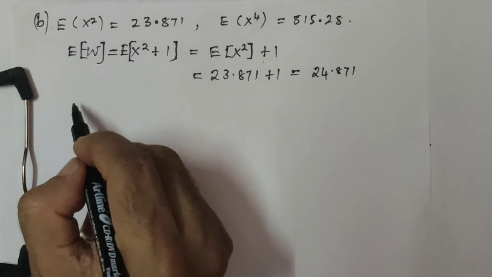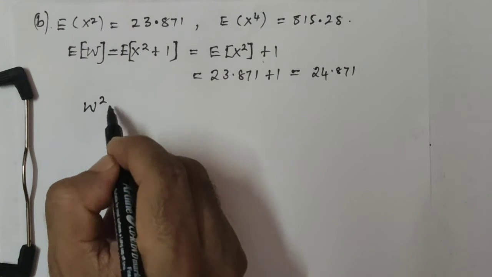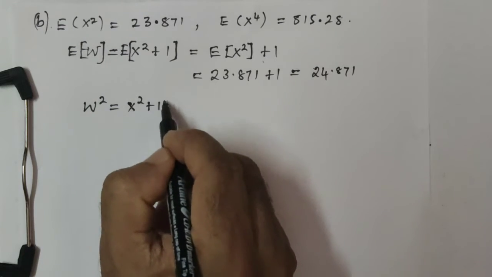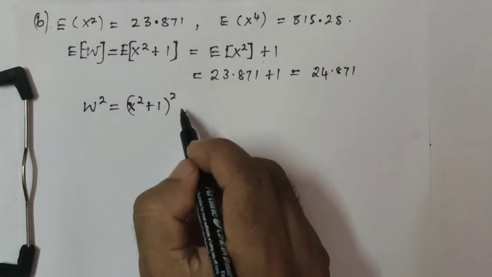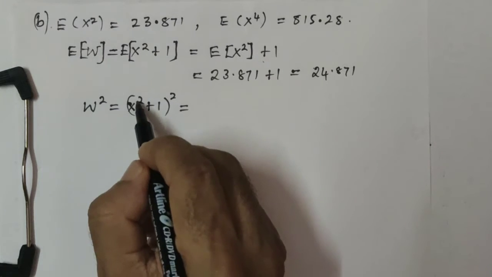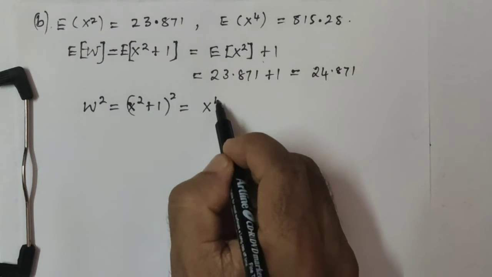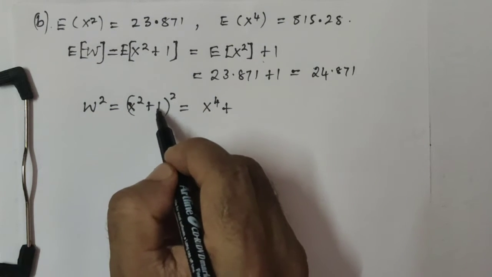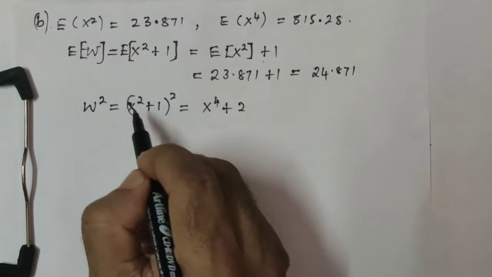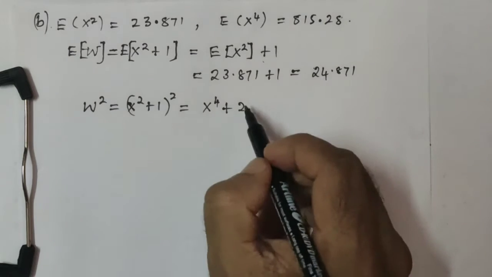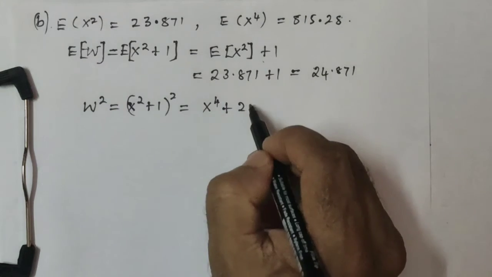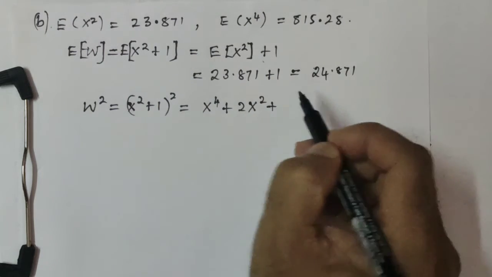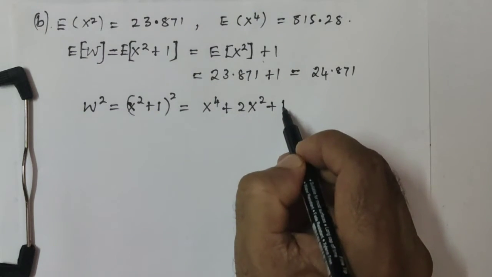Next we find the expected value of w square. So w square is equal to what? W square is equal to x square plus 1 whole square. Which is equal to x square whole square, that is x power 4, plus 2 times x square into 1, that is 2 times the first term into the second term, x square, plus the square of the second term, 1 square, that is 1.